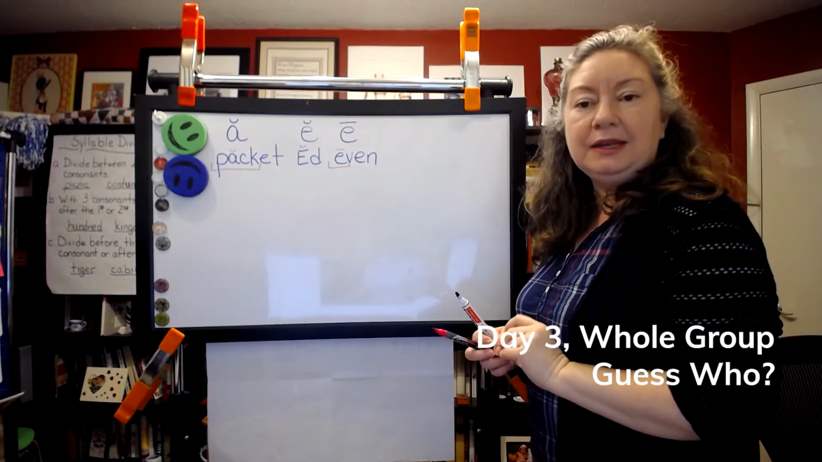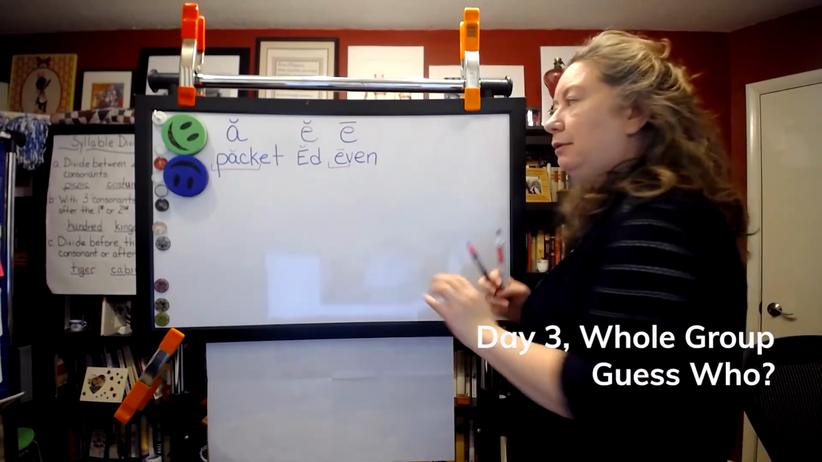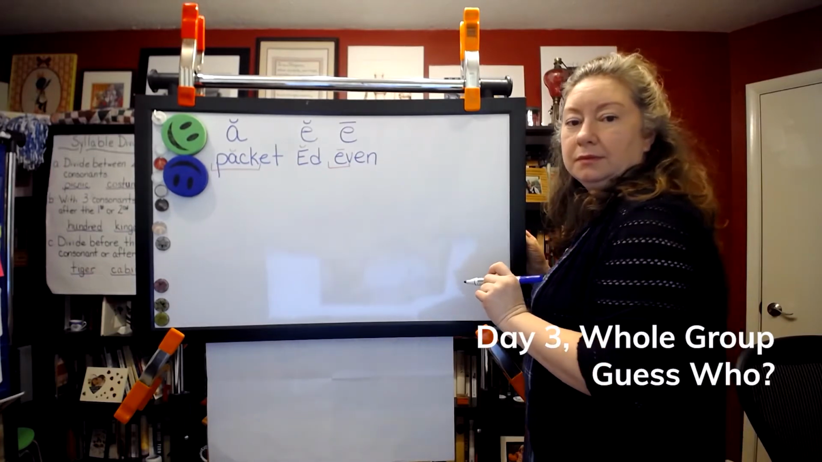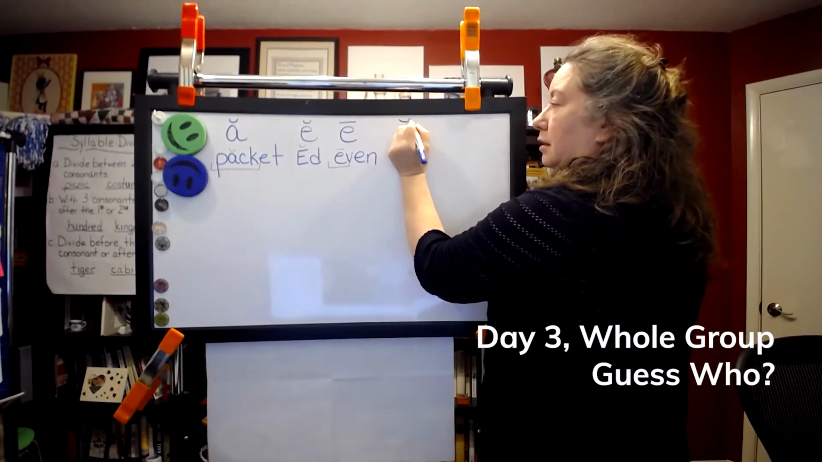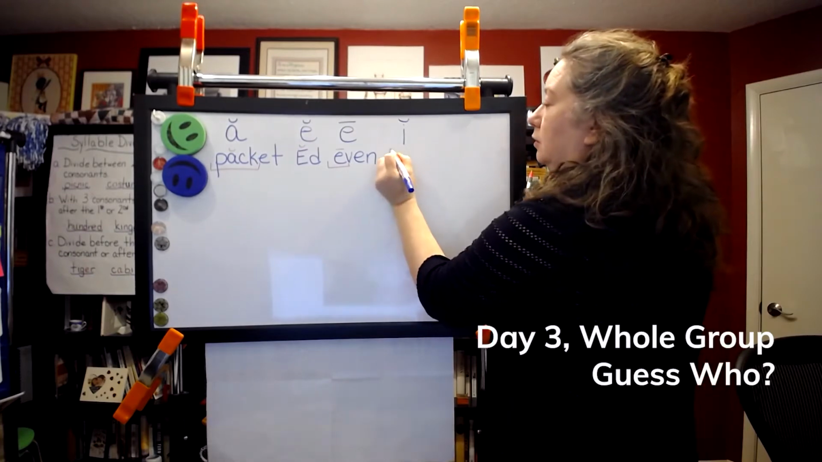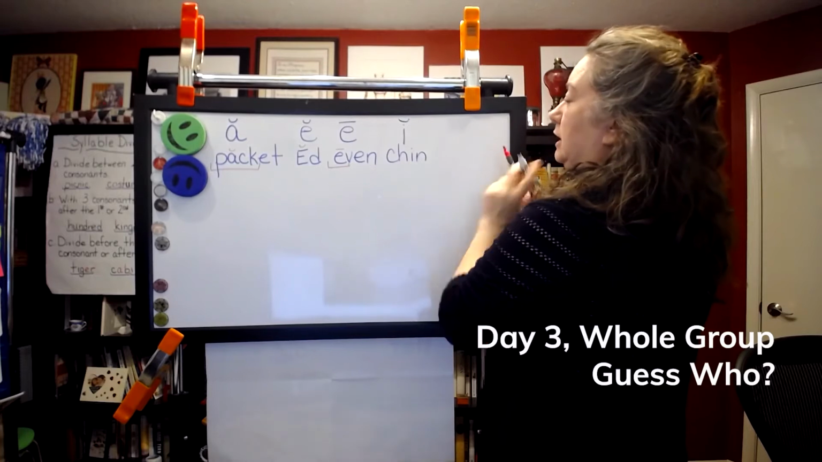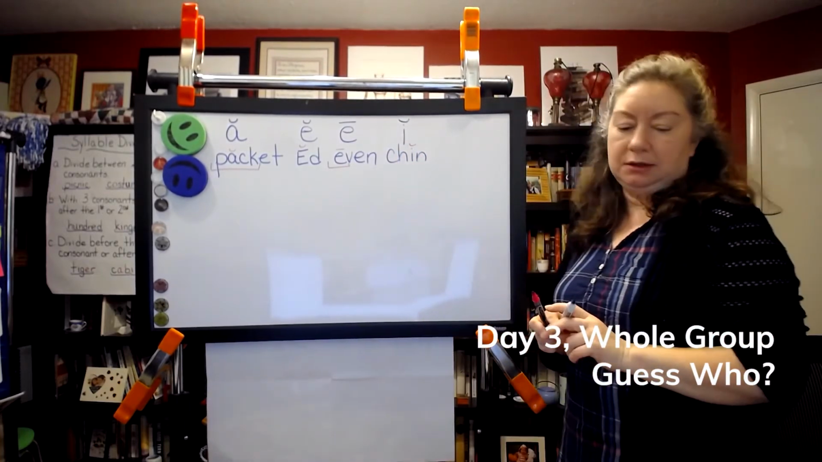Okay? The next sound is I. I want you to write the way we make the I sound in words. That can be found in words like chin. You can hear that I sound in chin.